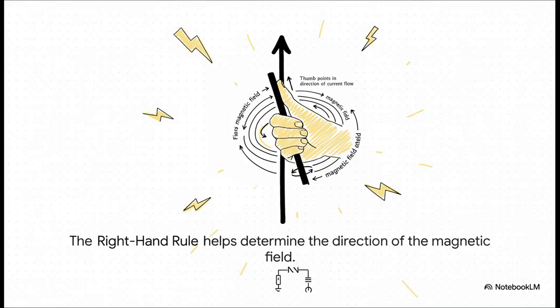And there's even a pretty cool trick for visualizing this invisible field. It's called the right-hand rule. If you just imagine grabbing a wire with your right hand and your thumb points in the direction the current is flowing, your fingers will naturally curl in the exact direction of the magnetic field. It's a simple little trick, but it's incredibly useful.